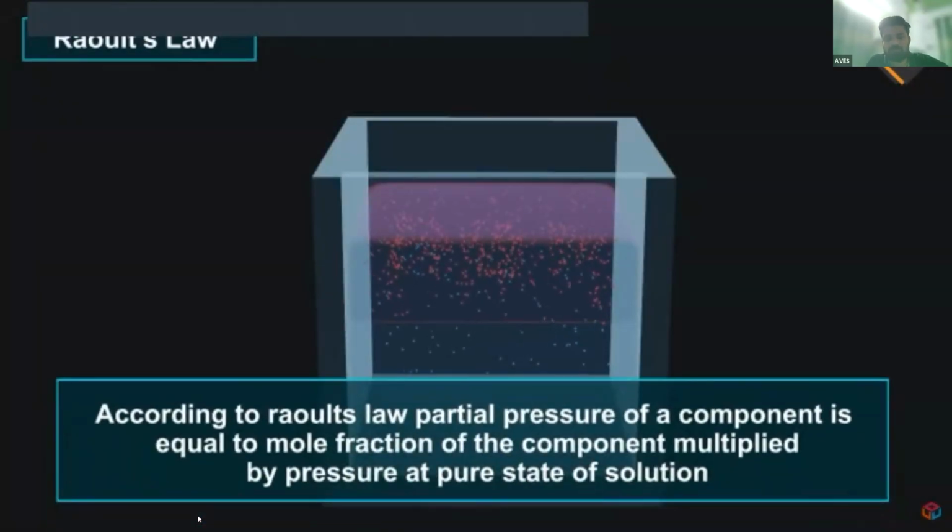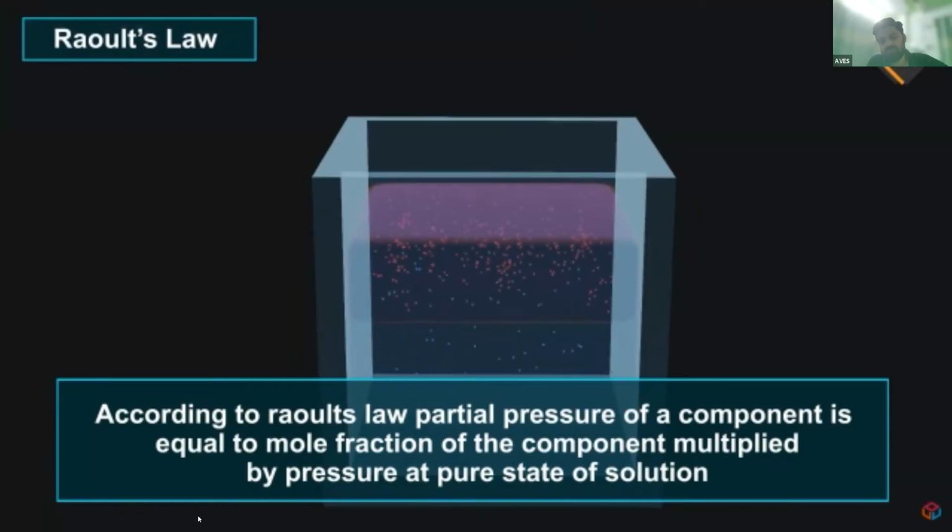According to Raoult's law, the partial pressure of a component is equal to the mole fraction of the component multiplied by the pressure of the pure state of the solution.